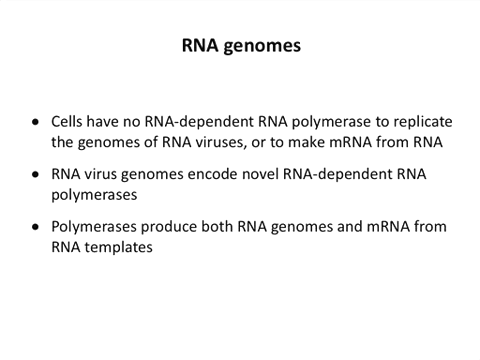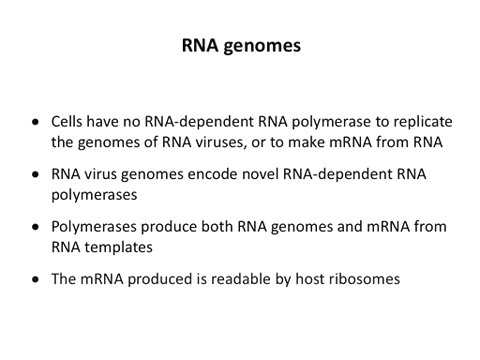These polymerases copy the genome and they make mRNA. They do both. It can be the same polymerase or it can be different. We'll talk about examples of both. And of course, the mRNA that these polymerases make are readable by ribosomes by definition.